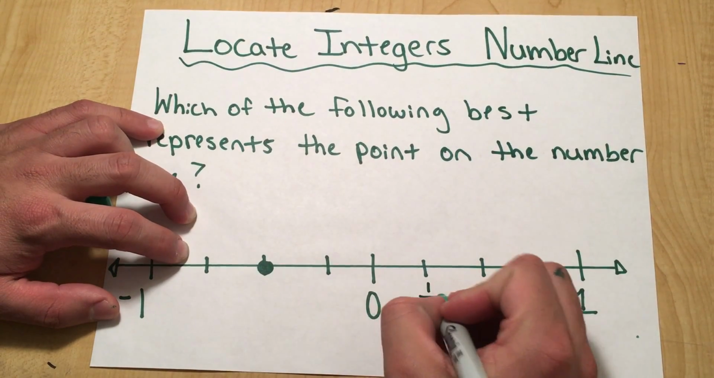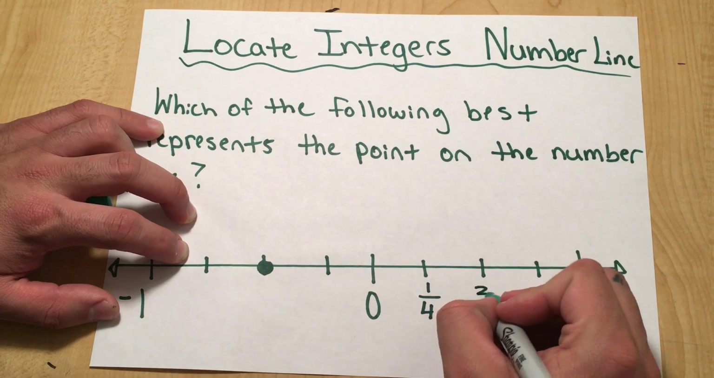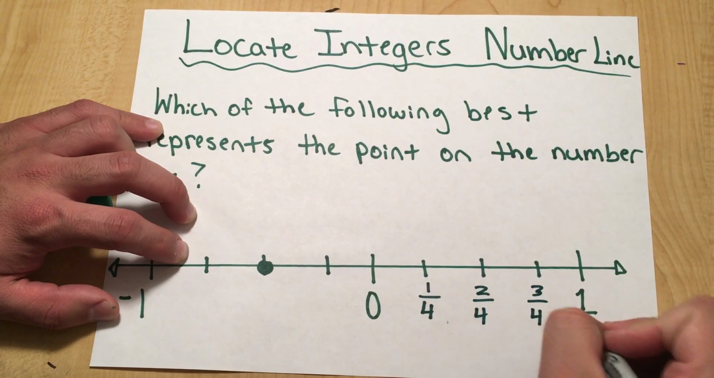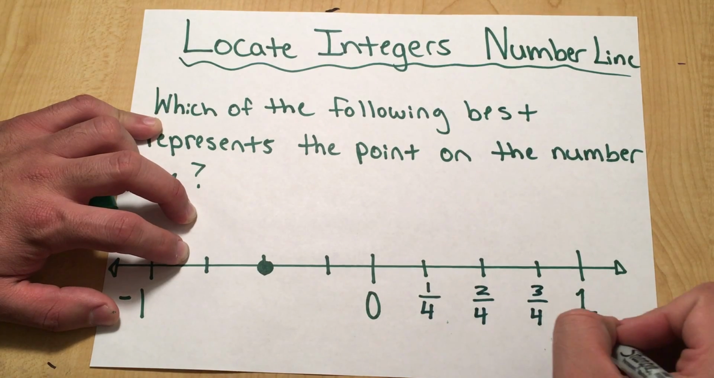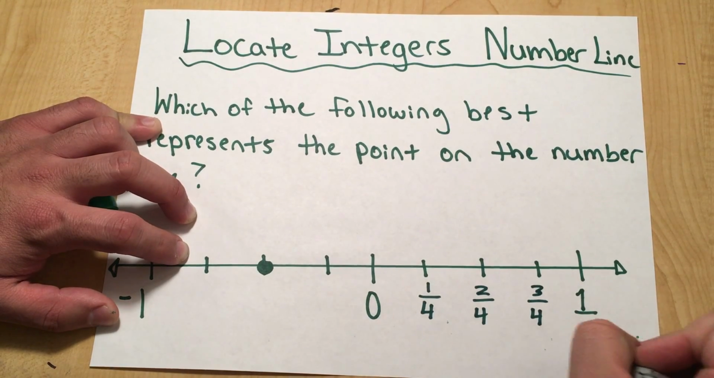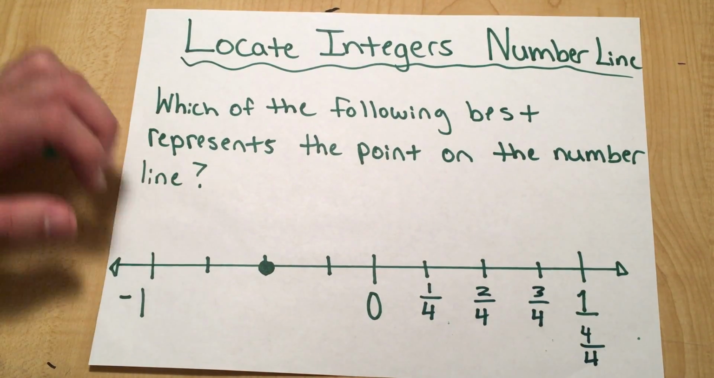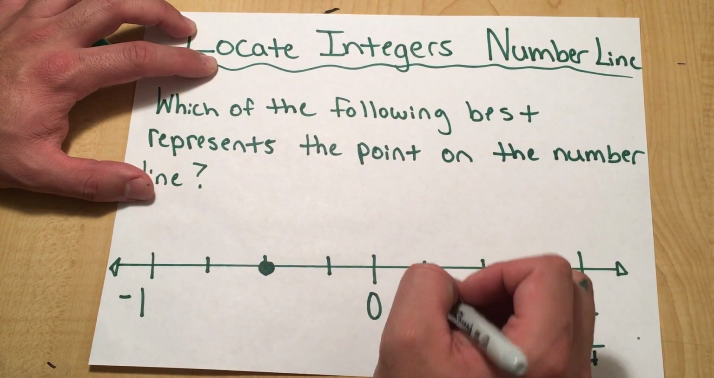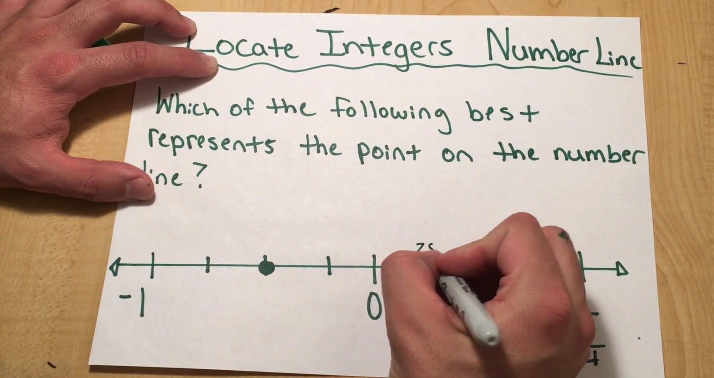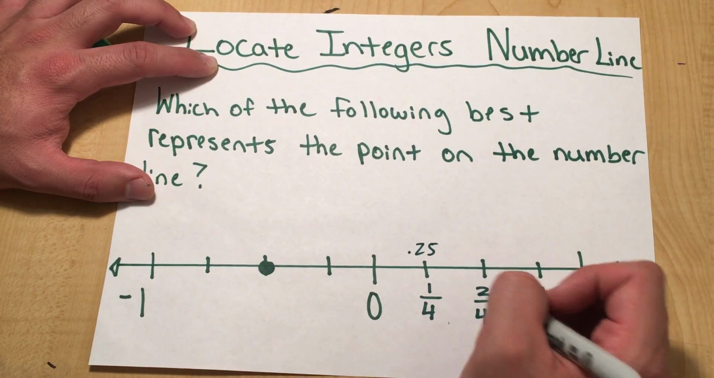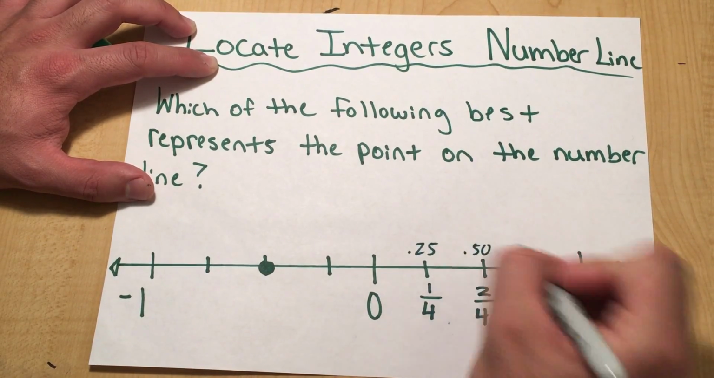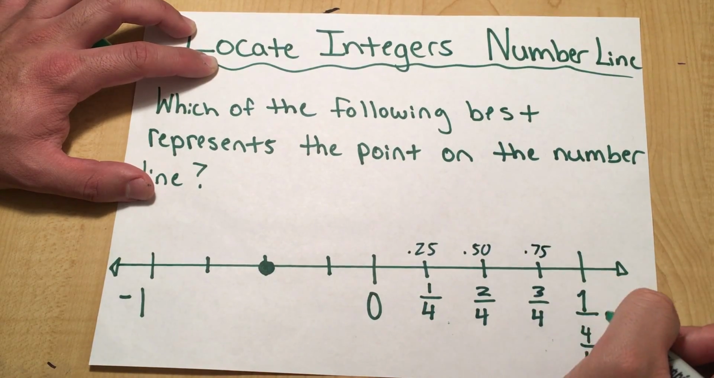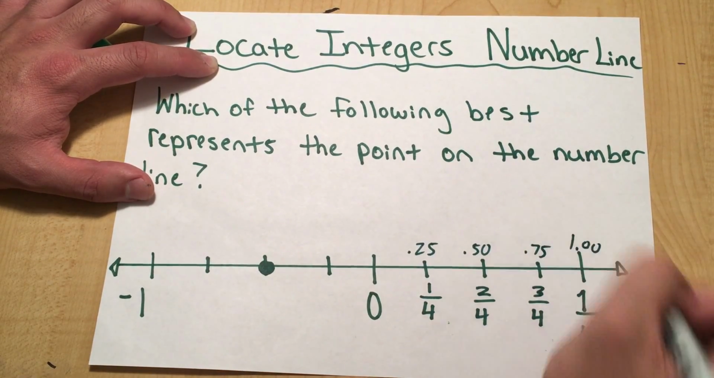So this would be 1/4. So now here would be 2/4. Then this would be 3/4. And what do you guys think this is going to be over here? 4/4. You got it. 4/4, or that would be the same as a whole, right? And if we're talking about decimals, that would be 1/4, which is the same as 0.25. 25 cents. 2/4 is 50 cents. 3/4, that's 75 cents. And 4/4, same as $1.